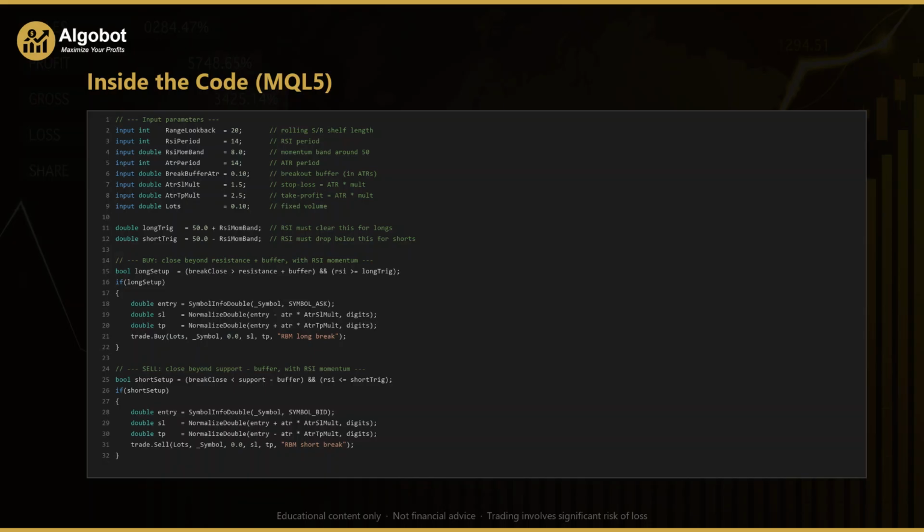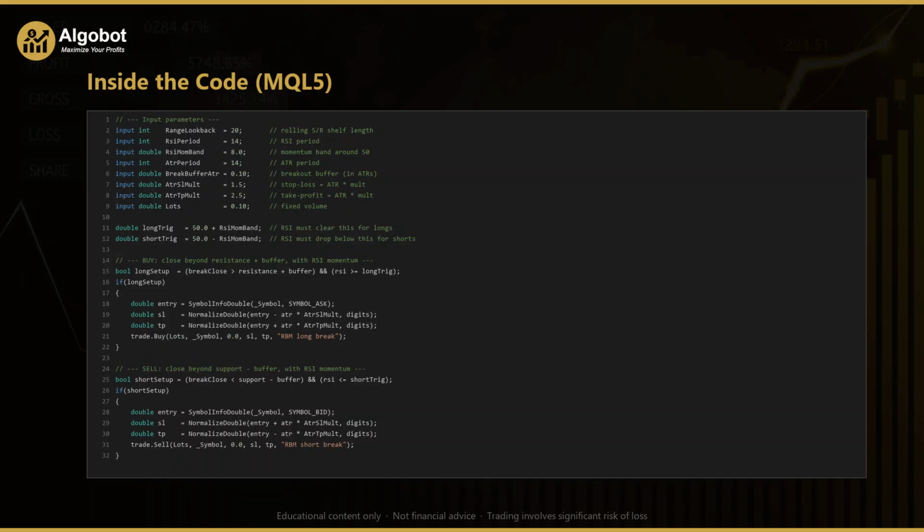Those are the two RSI thresholds. Now the buy block. The Boolean long setup is true when the breakout bar's close is greater than resistance plus the buffer, and RSI is at or above the long threshold. When that holds, the EA reads the ask price, sets the stop loss at the entry minus ATR times the stop multiplier, sets the take profit at the entry plus ATR times the take profit multiplier, and calls trade.buy.